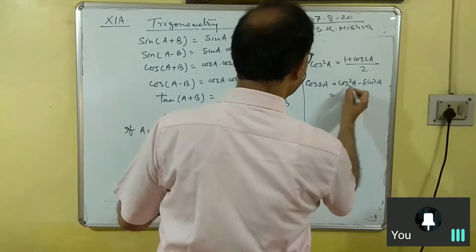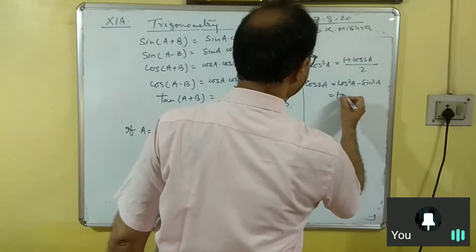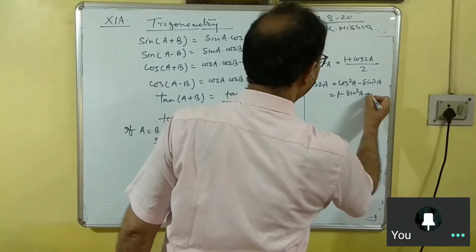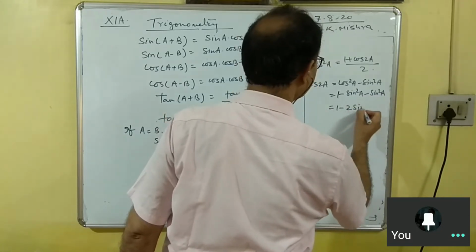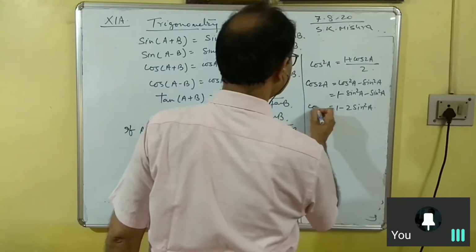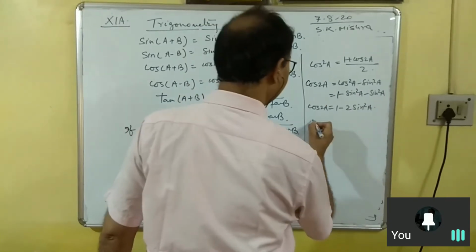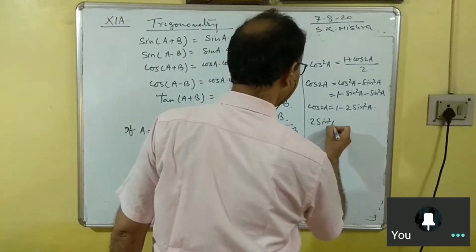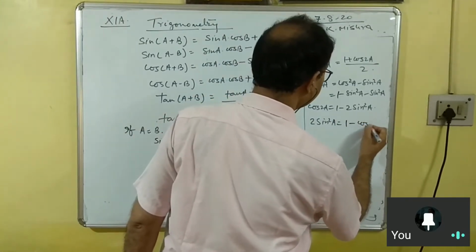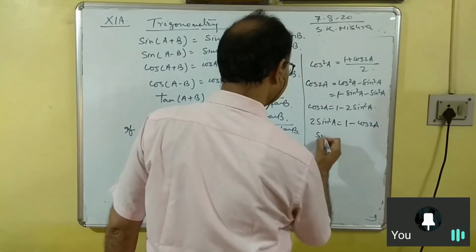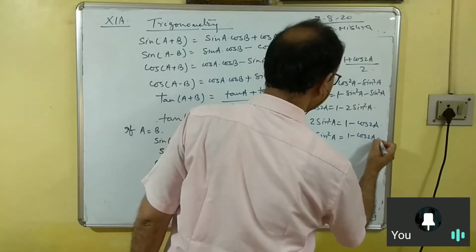So let me write cos square A as 1 minus sin square A. So this cos square A is 1 minus sin square A, and here also sin square A. So this is 1 minus 2 sin square A. This is cos 2A. So if you take 2 sine square A to the left side, and cos 2A to the right side, it is 1 minus cos 2A. So what is sine square A? The formula becomes 1 minus cos 2A by 2.